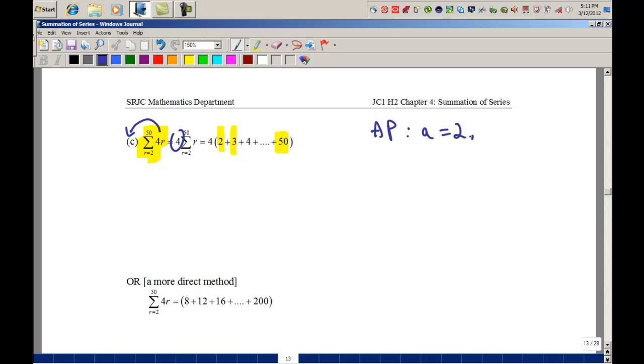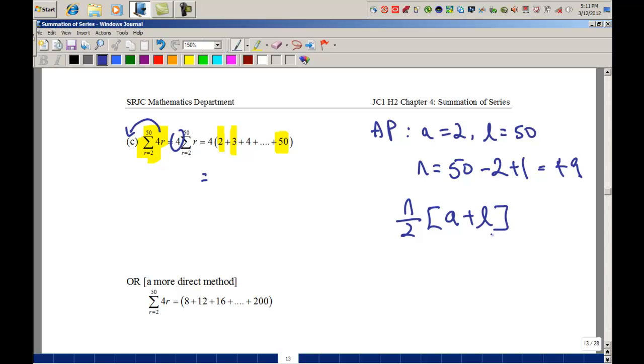First term is 2. Your last term is 50. The number of terms is upper limit take away the lower limit plus 1, and that's 49. So that means I go back here, I can make use of the AP formula. What's the AP formula again? n over 2, open that bracket, a plus last term, l. So I go over here, 49 over 2, first term 2, plus last term 50. And then I press this out in the calculator, I will have 5096.